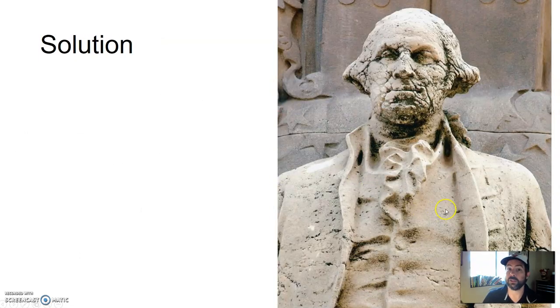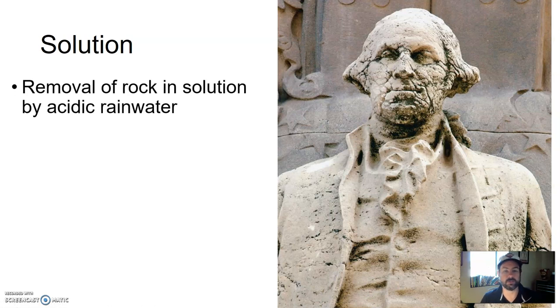And then you have solution weathering. It's a removal of rock in solution by acidic rainwater. So all these are somehow tied to water, because again, it's the interaction of the sun and the water cycle and weather. But with solution weathering, it's the removal of rock in solution by acidic rainwater. It's not the actual water part, it's that it's turned slightly acidic.